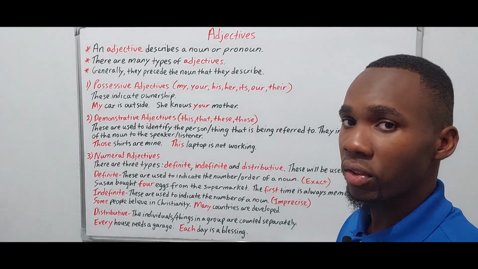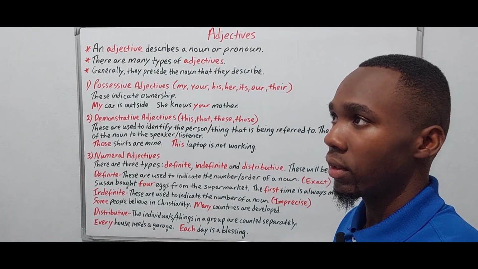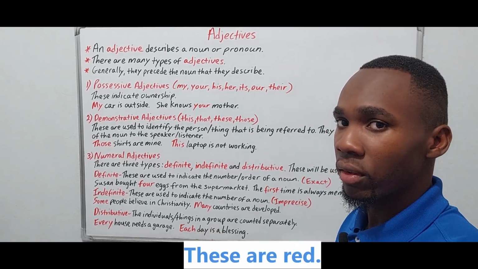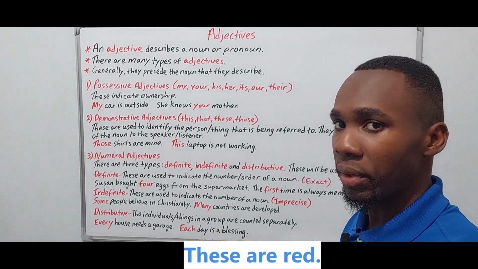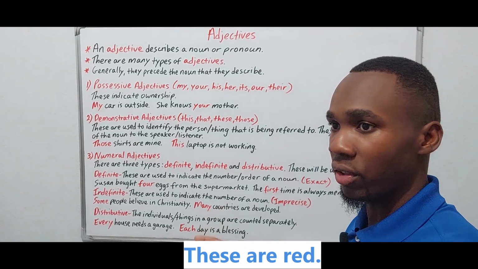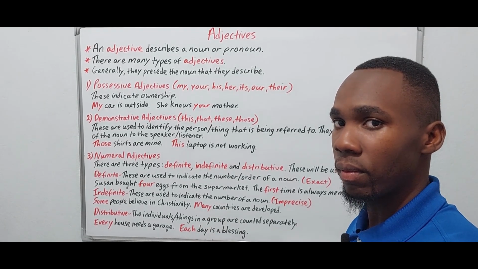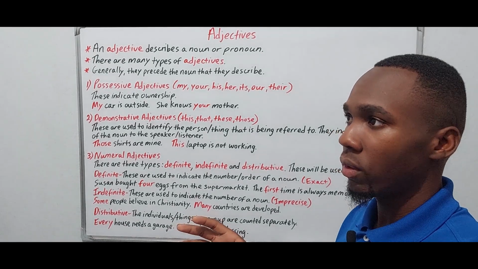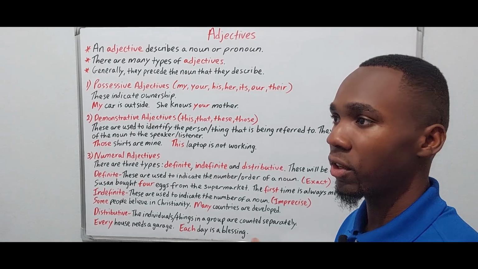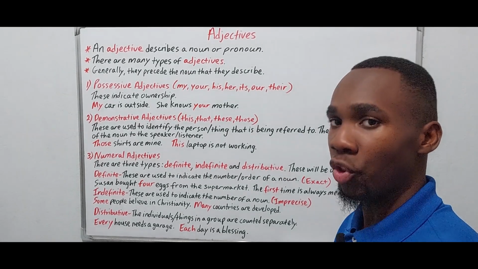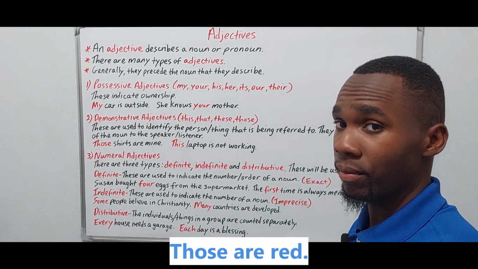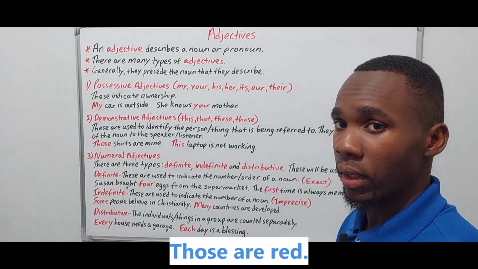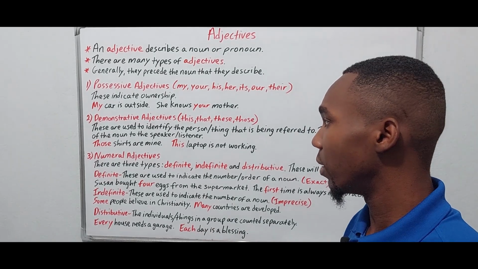So if they're closer, I would say these are red. So the shirts, so these replace the shirts. You see what I mean? So that's if they're closer. But if they're further away, I would say those are red. Because remember, pronouns replace nouns, right? So that would be the difference there.